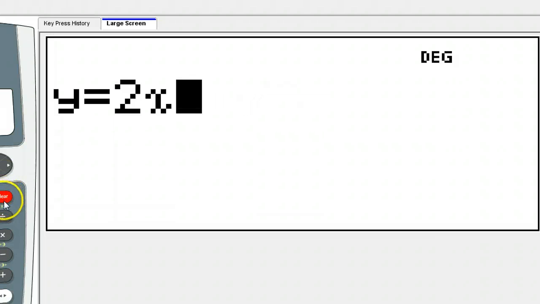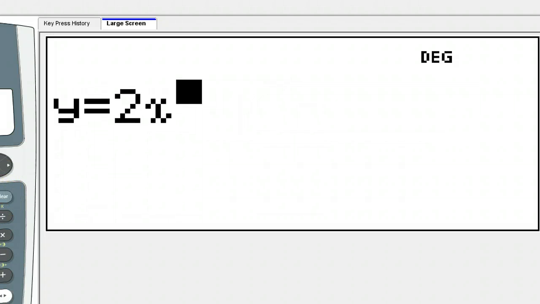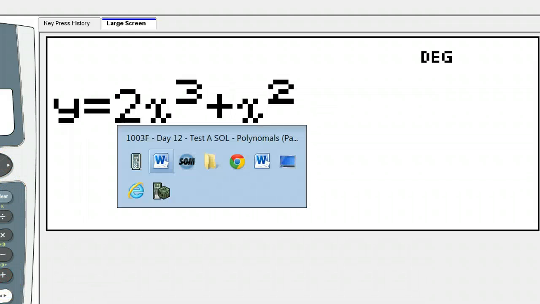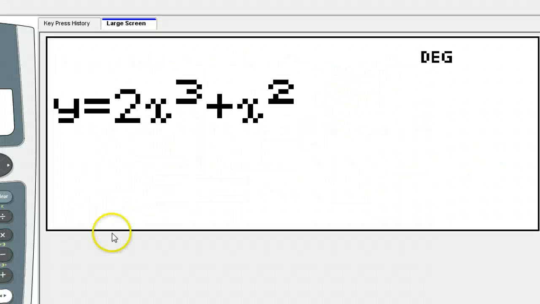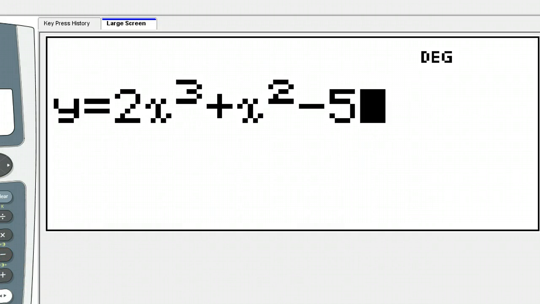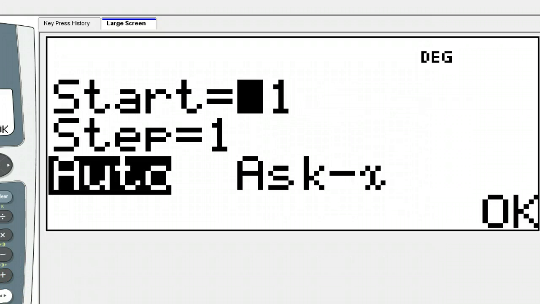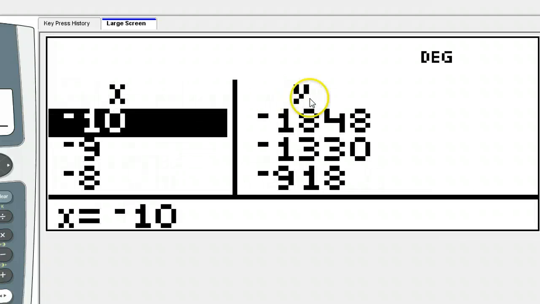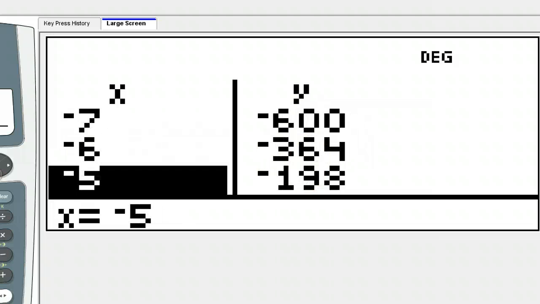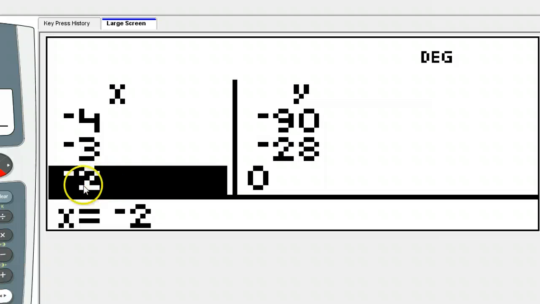Whoops, messed up. Let me do that again. 2x to the third power plus x squared minus 5x plus 2. So minus 5x plus 2. And hit enter. I like to start at -10 actually, because it rarely goes past -10. And what I'm doing, I'm going to scroll down looking for 0 on the y side. And so there I have 0. So that means -2 is a 0 of this function.